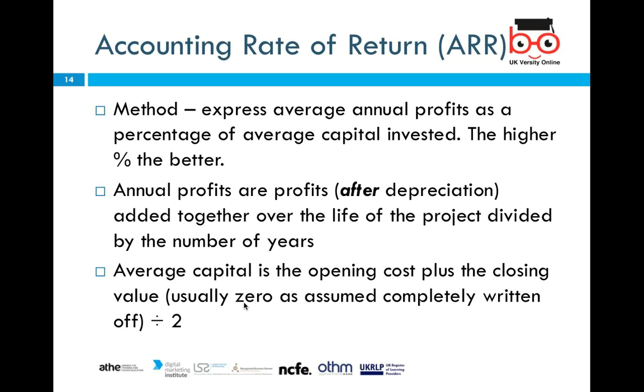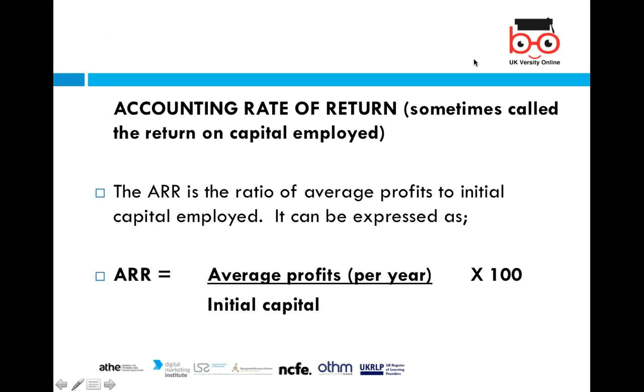And the average capital is the opening cost plus the closing value, usually 0 as assumed completely written off, divided by 2. That's the average rate of return method by calculation. Sometimes it's called return on capital employed ratio.